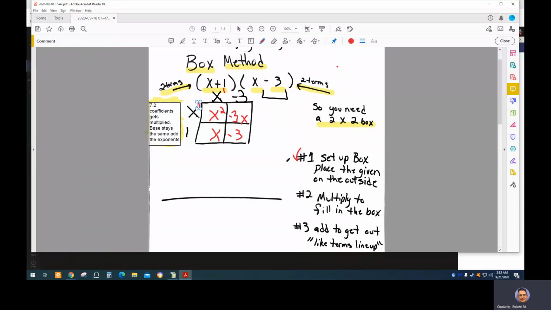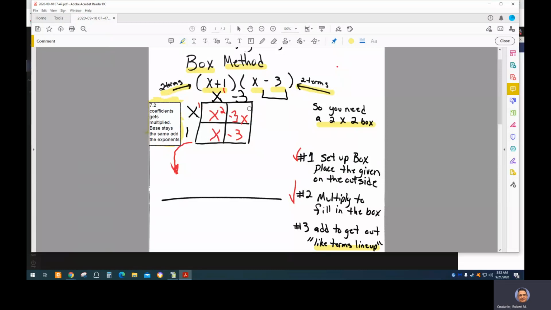If we've done our work right, we have now filled in all of our boxes, and check, step 2 is finished. Step 3, now that we filled these boxes in, we have to add to get out of these boxes to get our final product. Well, if we've done our job correctly, like terms should add up. And what I mean is, as long as we put our polynomials in standard form across the top and standard form down the side, look at what happens.